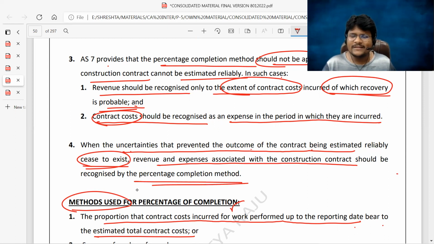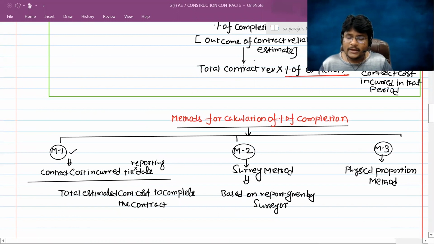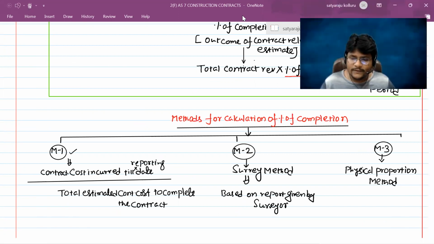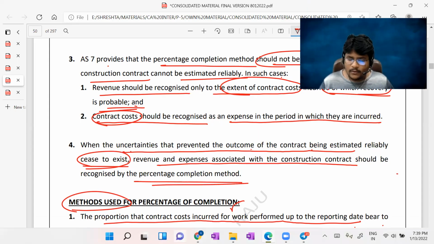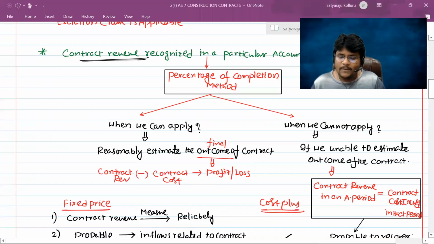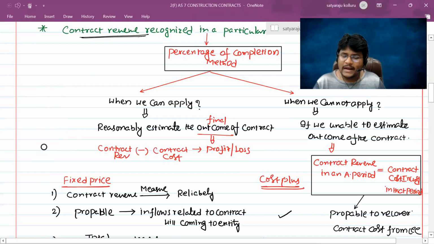So that point you can easily understand. And one more thing you have to remember: if the outcome of the contract cannot be reliably estimated, then what procedure do you adopt for the recognition of revenue? If you are unable to estimate the outcome of the contract, then only to the extent of the contract cost incurred you recognize contract revenue in that specific accounting period, provided it is probable to recover that contract cost from the contractee.